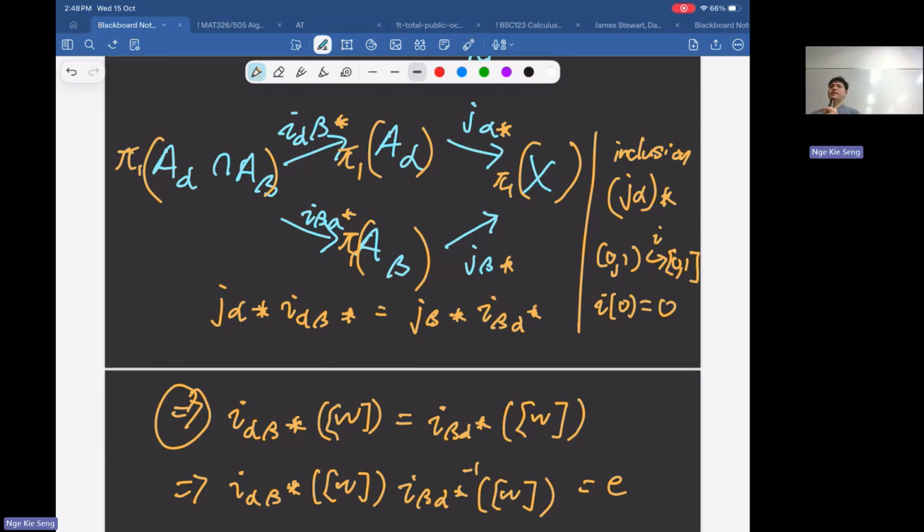So J alpha of that thing is that thing. I mean, you need to check out after induced. After being induced, it is still the inclusion. Inclusion meaning you send that thing to that thing.